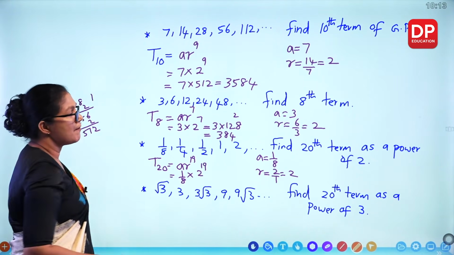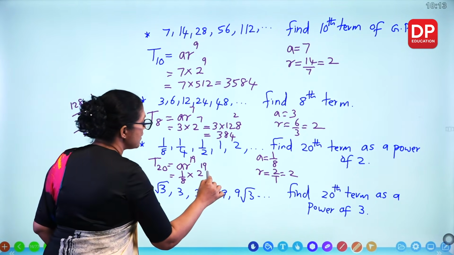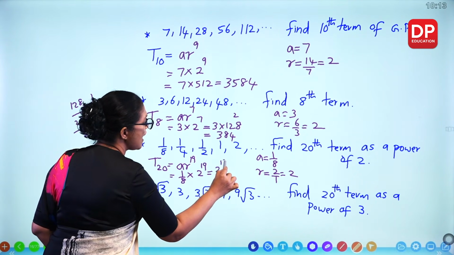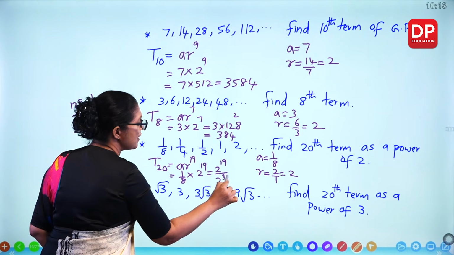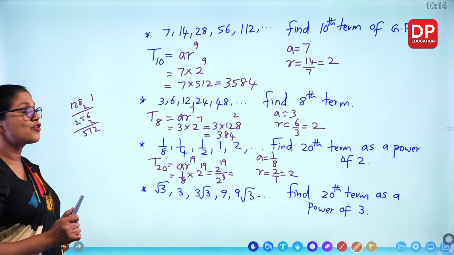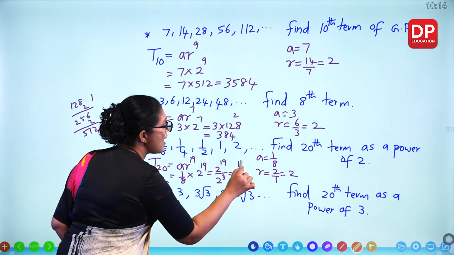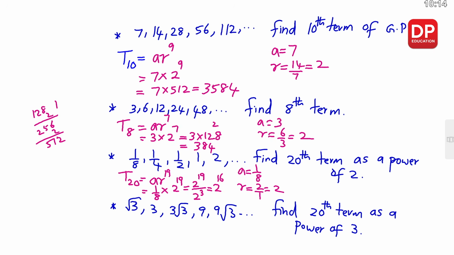Now we need to simplify and write this as power of 2. 2 to the power 3 is 8. So 2 to the power 19 divided by 2 to the power 3. Same base, different powers division, we subtract the powers. 19 minus 3, you get 16. So the answer is 2 to the power 16.